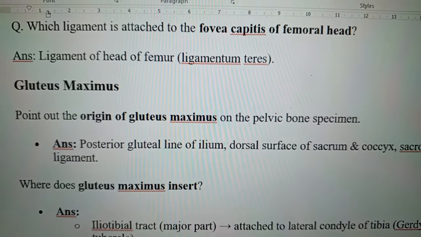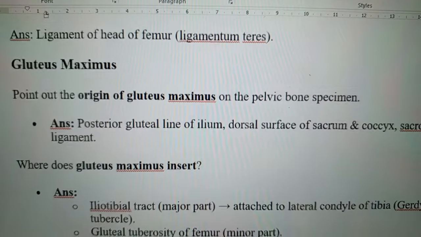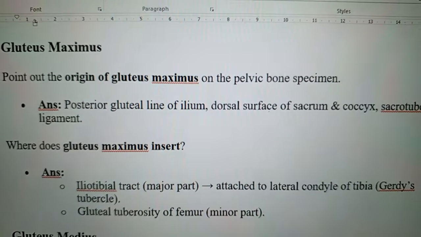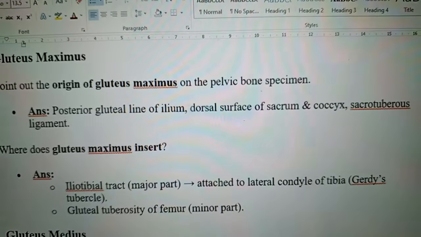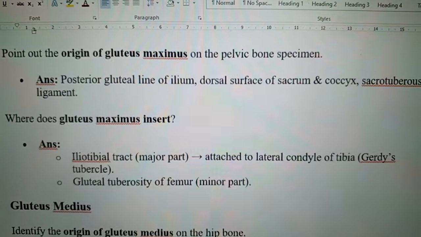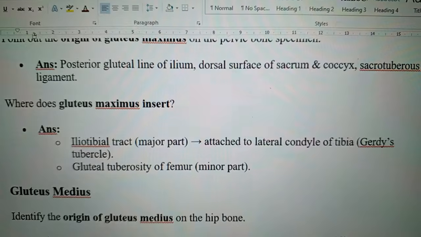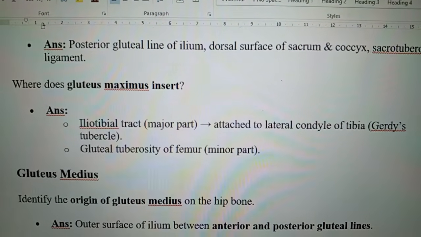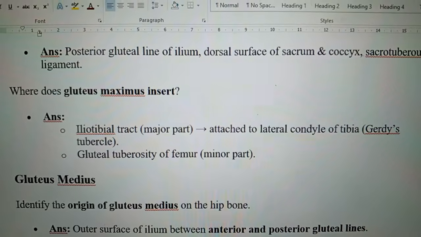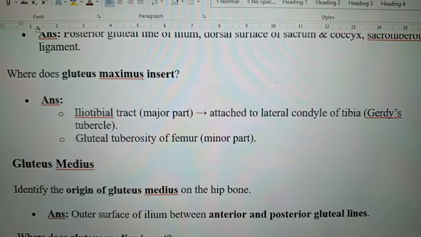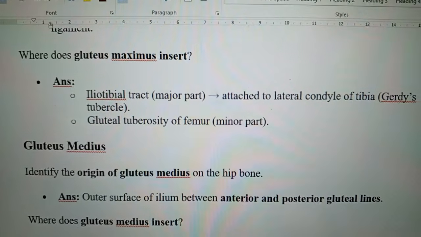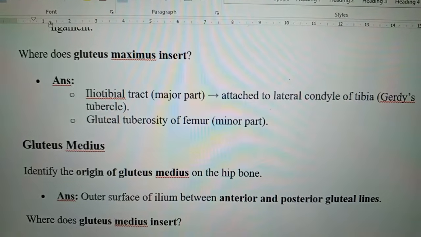Gluteus maximus attachment can be asked to you on the pelvic bone specimen: the posterior gluteal line of the ilium, dorsal surface of the sacrum, coccyx and sacrotuberous ligament. Where does the gluteus maximus insert? On the iliotibial tract, attached to the lateral condyle of the tibia, also known as Gerdy's tubercle. You can see it in my video. The gluteal tuberosity can be asked on the femur, on which the gluteus maximus is inserted.